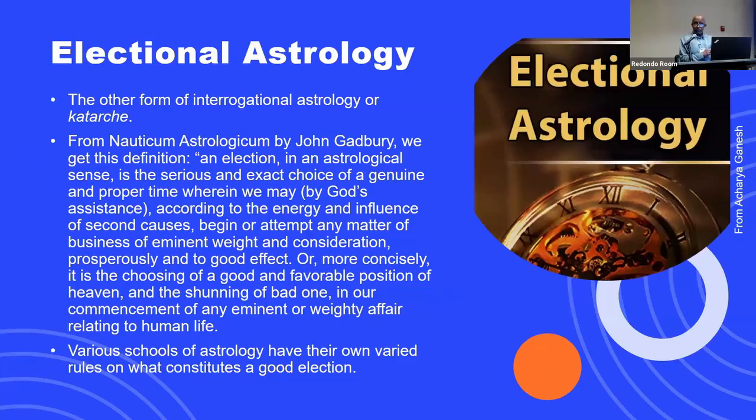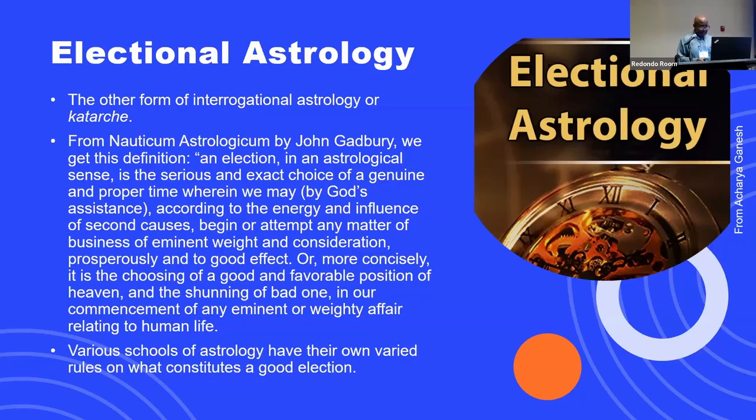Electional astrology is related to it because it has the same similar origin, which is katarke. And I like to quote a definition from the Nauticum Astrologicum by John Gadbury, where he says, to give a definition of what constitutes an election. An election, in an astrological sense, is the serious and exact choice of a genuine and proper time, wherein we may, by God's assistance, of course, because remember, this actually comes from the medieval period where you're trying not to get burned by the church, according to the energy and influence of second causes, begin or attempt any matter of business or eminent weight and consideration prosperously and to good effect.